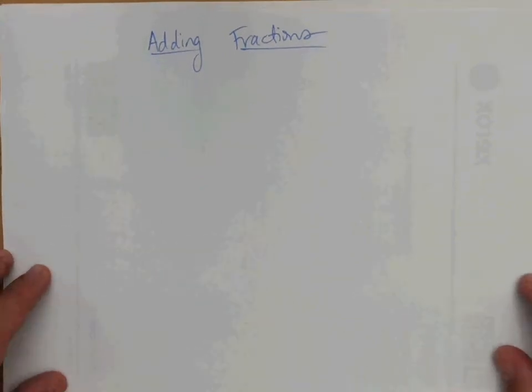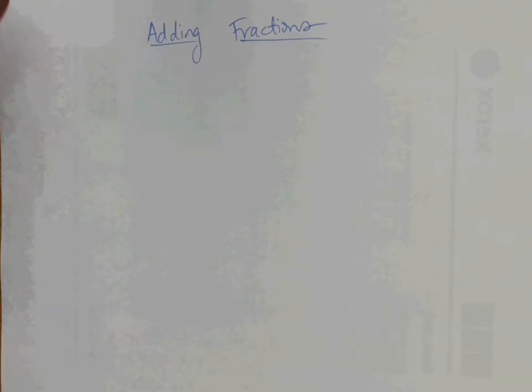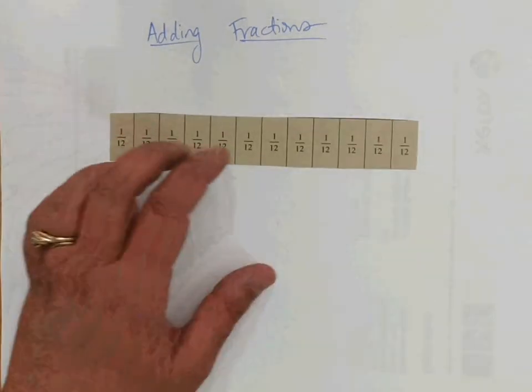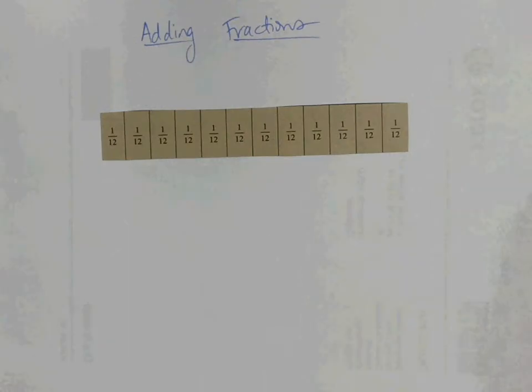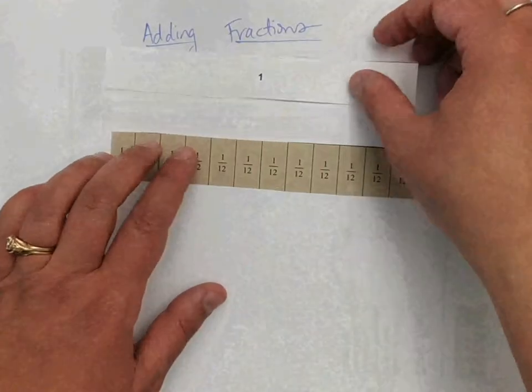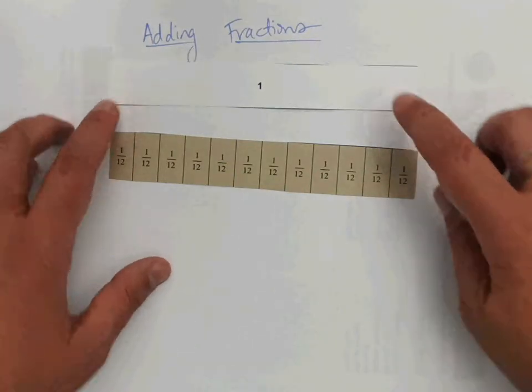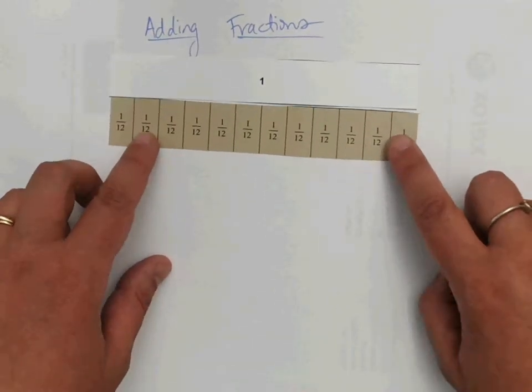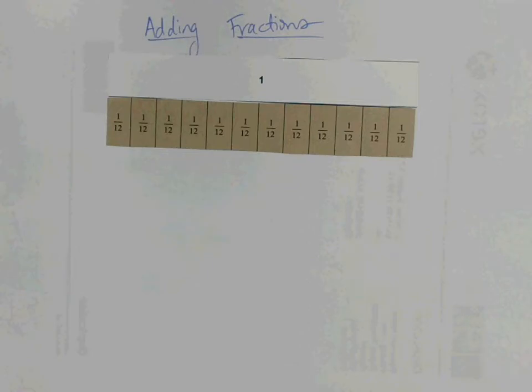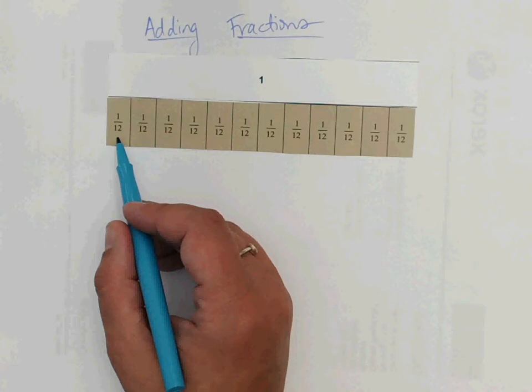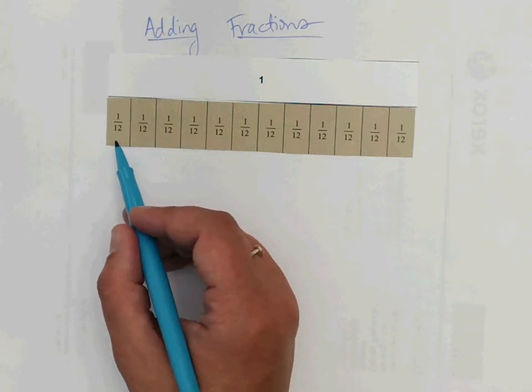So let's talk about adding fractions. What is a fraction? A fraction is only a division problem, right? So if I took the one whole candy bar and divided it evenly among 12 people, each of us would get 1/12, right? Because 1 divided by 12 is the same thing as 1/12.